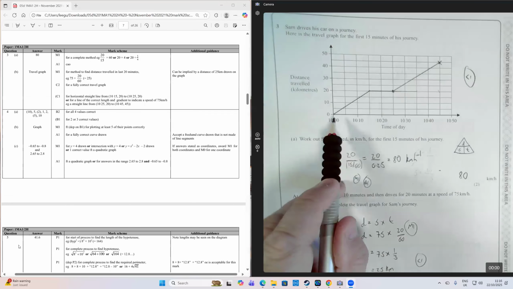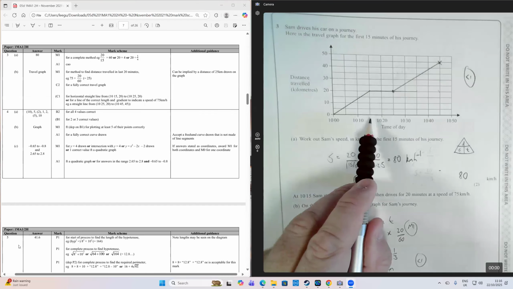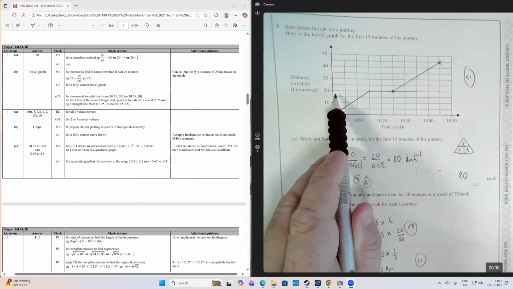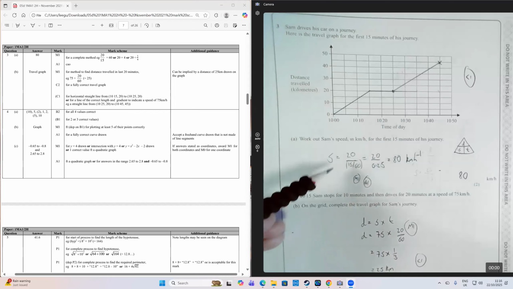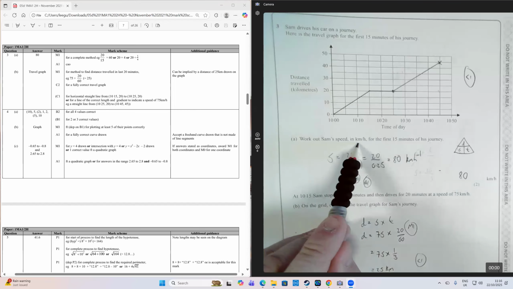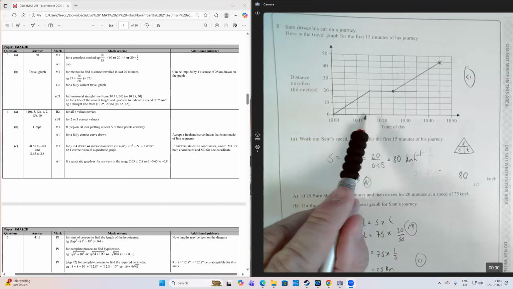Okay, so Sam sets off at 10 o'clock, and here we are at 15 minutes. This is us at 10:15. And we can see that Sam has achieved a speed of 20 kilometers. He's traveled a distance, rather, of 20 kilometers. So what we have here is speed is distance divided by time. The distance is 20 kilometers, but be careful. Notice the question says in kilometers per hour, okay?